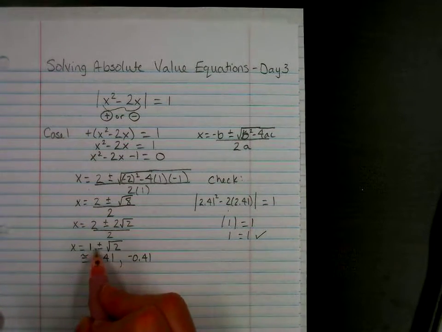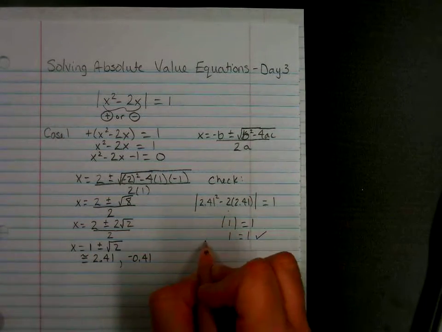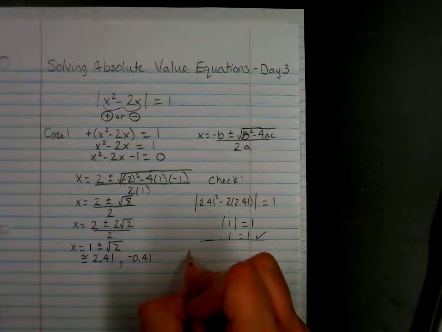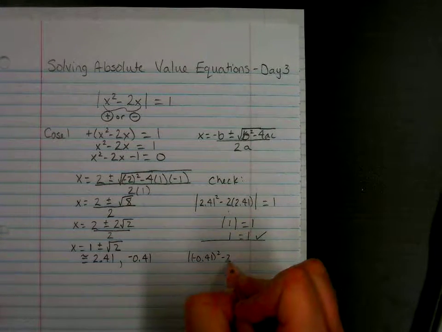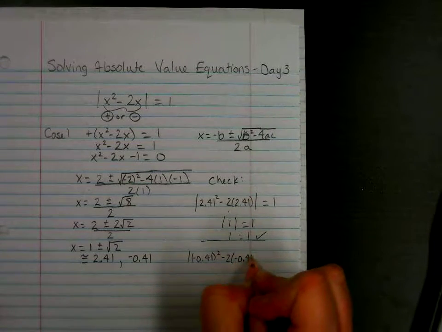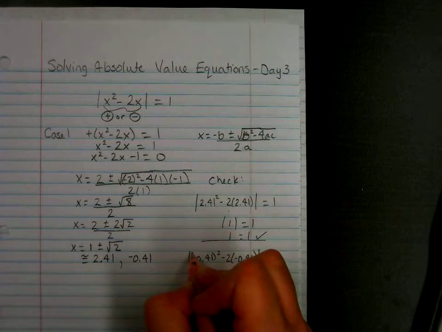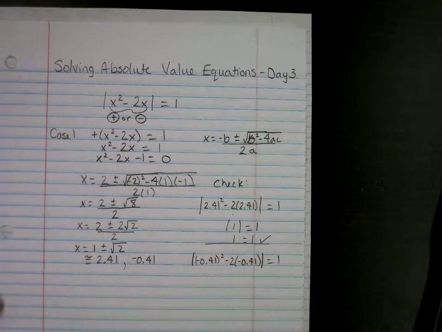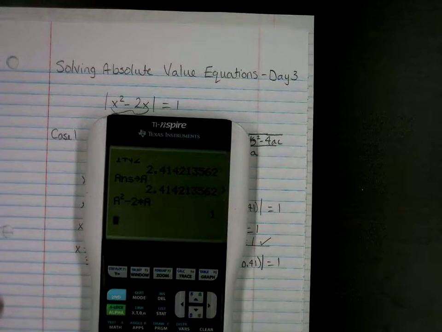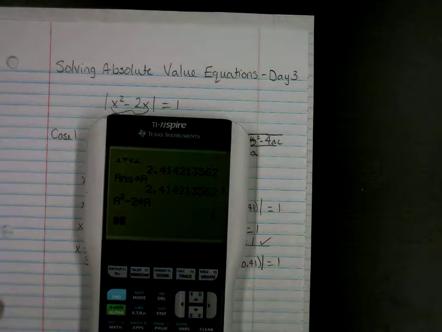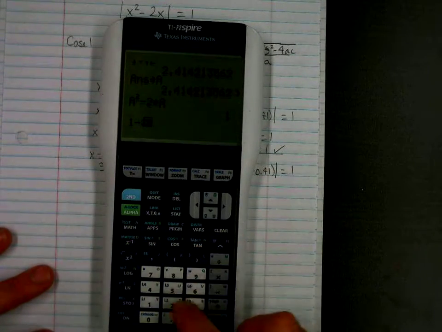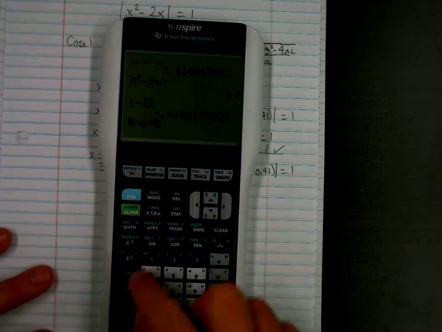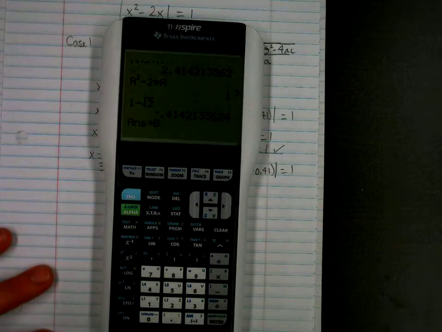Now I need to check the 1 minus root 2. So my second check, I'm taking the absolute value of -0.41 squared minus 2 times a -0.41. This should check out to be 1 as well. So I'm going to store this as b in my calculator. So I'm going to go 1 minus the square root of 2. I'm going to store this as b.